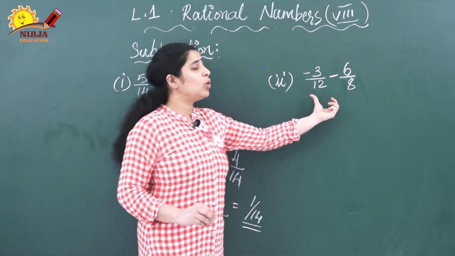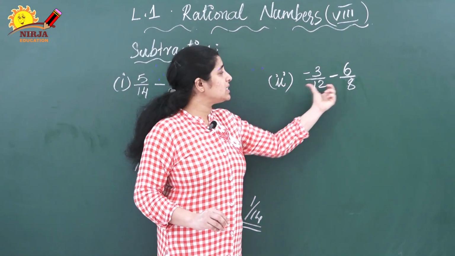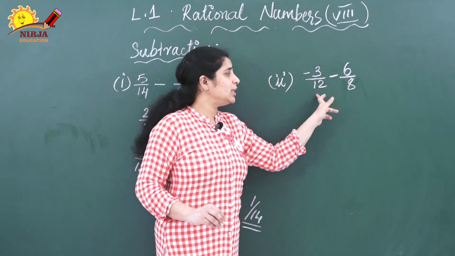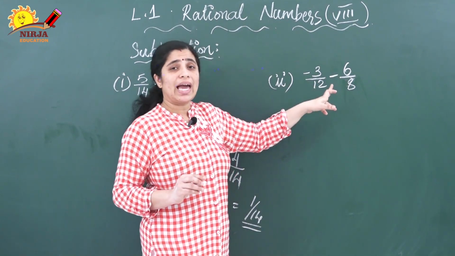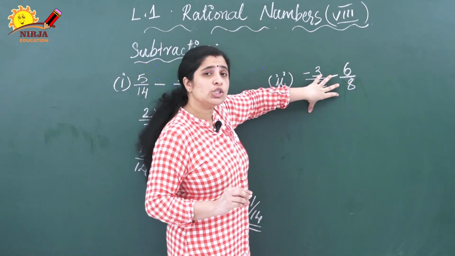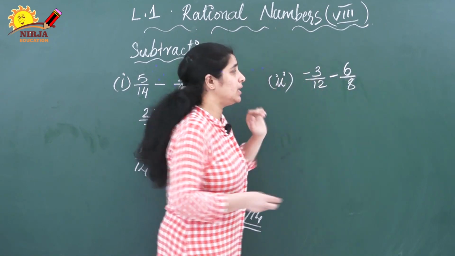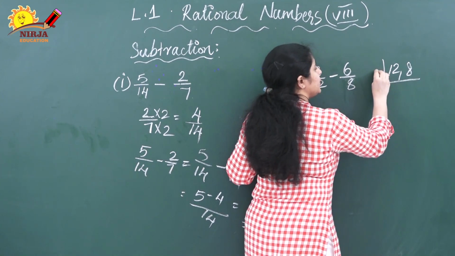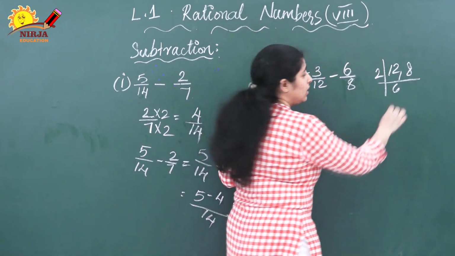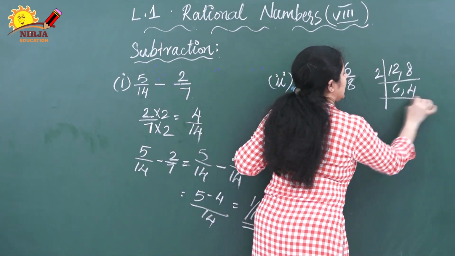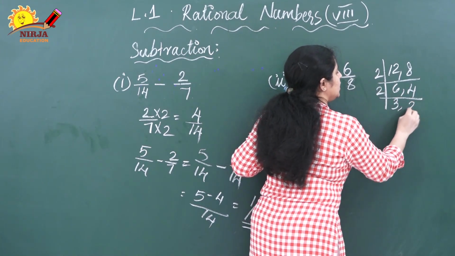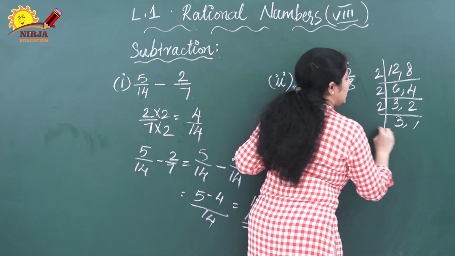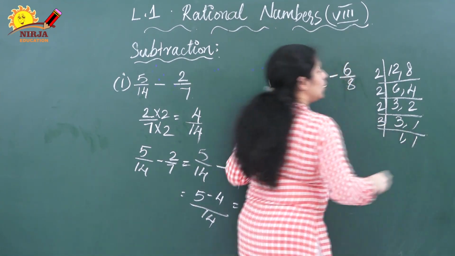I have written one more example here, that is minus 3 by 12 and minus 6 by 8. Here also the denominators are different. First we have to find the LCM of these two numbers, that is 12 and 8. I am going to find the LCM here, 12 and 8. 2 6s are 12, 2 4s are 8. Again by 2, 3, 2. Again by 2, 3, 1. Again by 3, 1, 1.